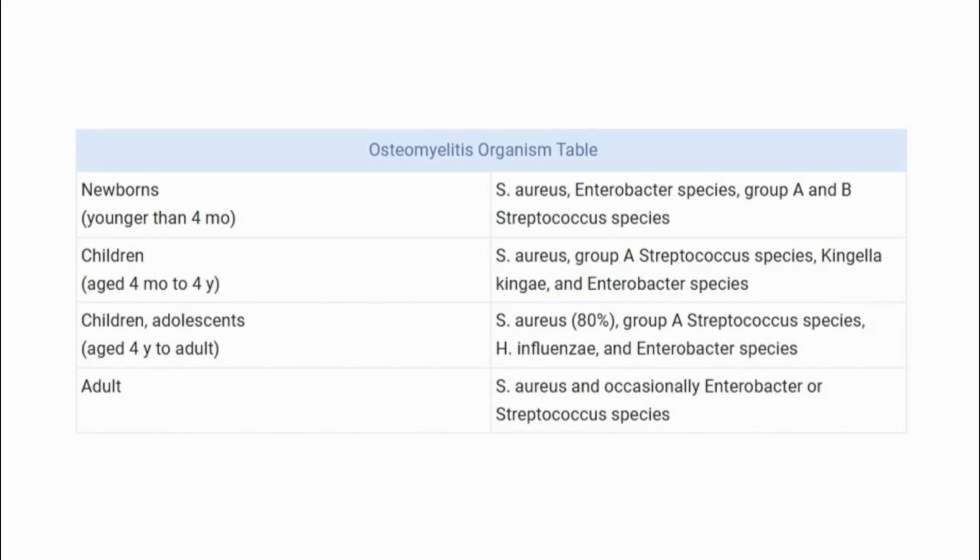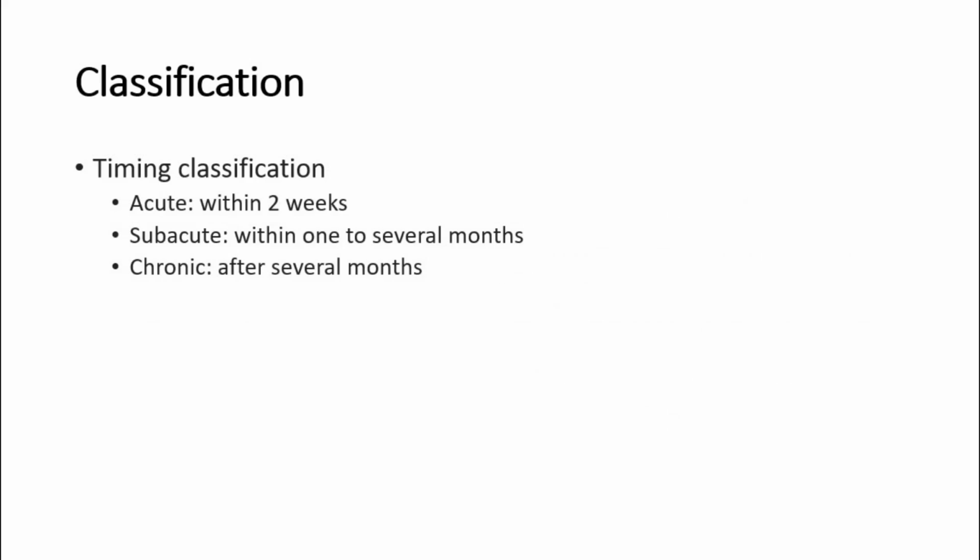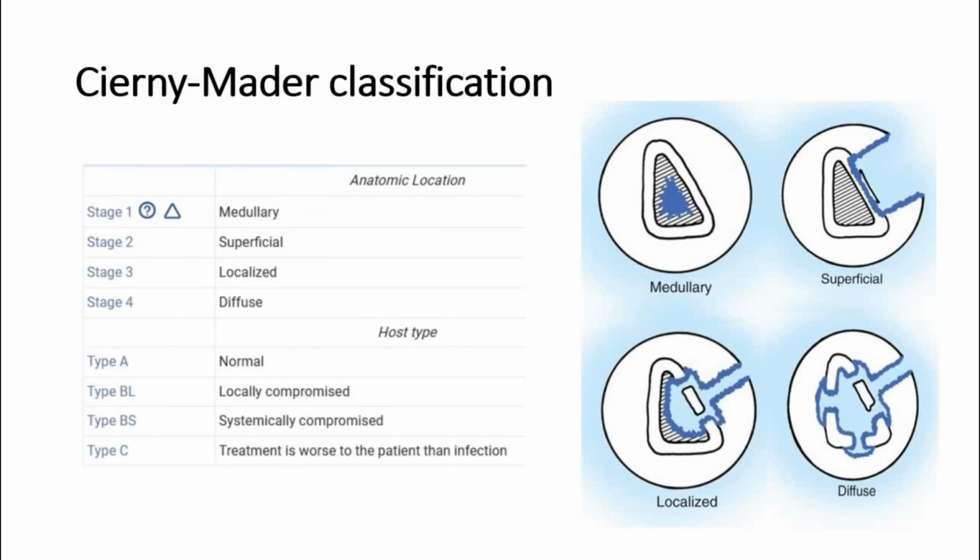It can be classified using its timing. Acute osteomyelitis occurs within 2 weeks, subacute within 1 to several months, and chronic after several months. There is the Tierney-Mader classification, based on anatomic location and the host type. Stage 1 is medullary. Stage 2 is superficial. Stage 3 is localized. And Stage 4 is diffuse.